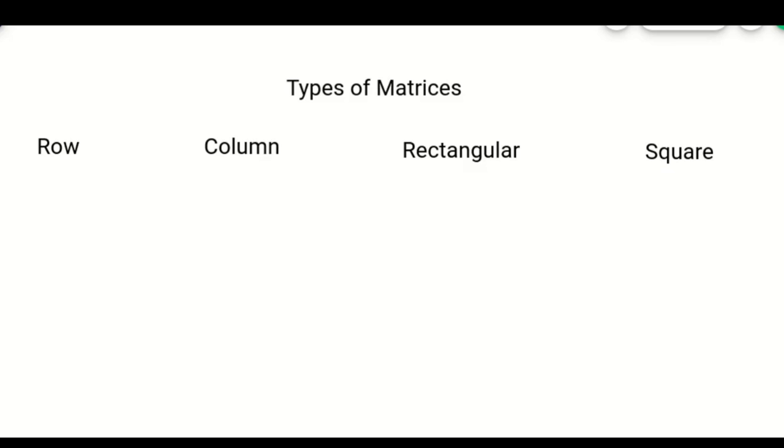Today we are going to see types of matrices. On the screen you can see four different types: row matrix, column matrix, rectangular matrix and square matrix. These are types of matrices based on the dimensions of the matrix. Now you can see the row is a 1 by n matrix, whereas column is an m by 1 matrix. Rectangular matrix is m by n and square matrix is n by n.